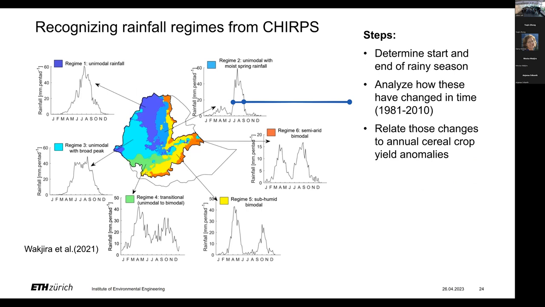These global rainfall data sets can be used to identify what is the rainfall regime. In Ethiopia, you can see you have areas that have unimodal rainfall regimes, and then areas in the southeast that have bimodal rainfall regimes. And then you can identify when is the beginning of the rainy season and the end in every year. And you can try to relate that to what was the crop yield in that year, or the crop yield anomaly. So how different was that year from the average? And this is what you can put together in correlations like this.